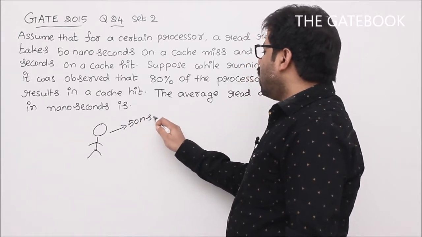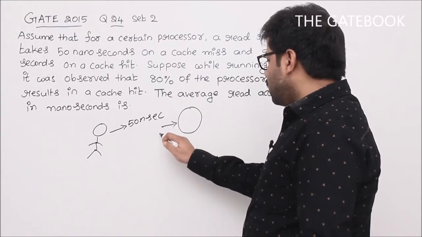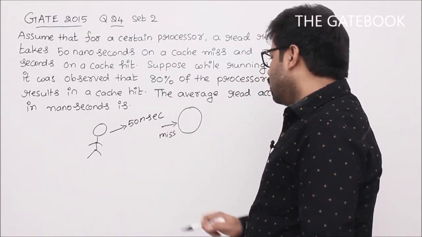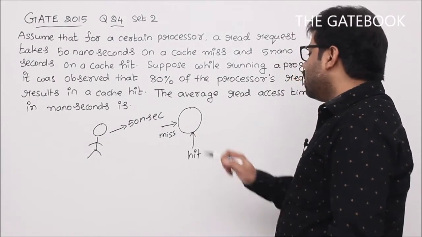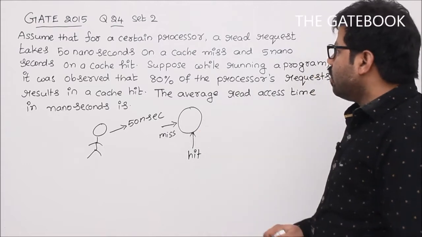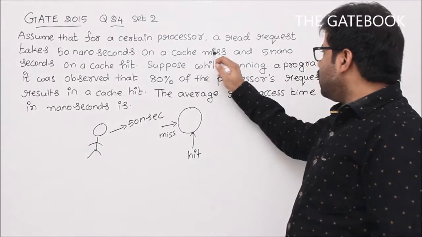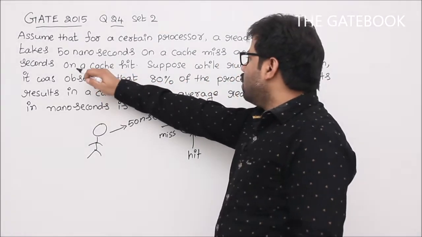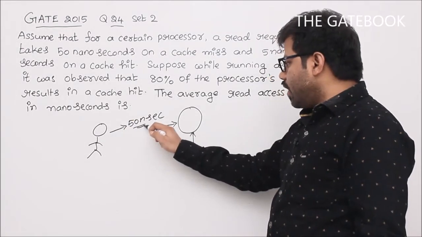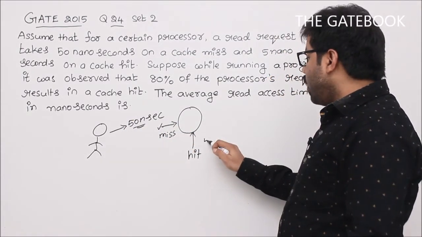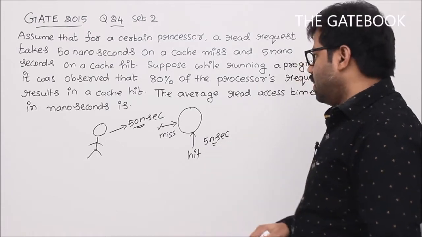But there is a cache, and sometimes there is a miss. When there is a cache miss, there is a penalty, and there is also a chance that the cache might hit. So there are two cases, and we have to see what happens in each case. 50 nanoseconds on a cache miss and 5 nanoseconds on a cache hit. That means the processor takes 50 nanoseconds whenever there is a cache miss and 5 nanoseconds to get the data whenever there is a cache hit.